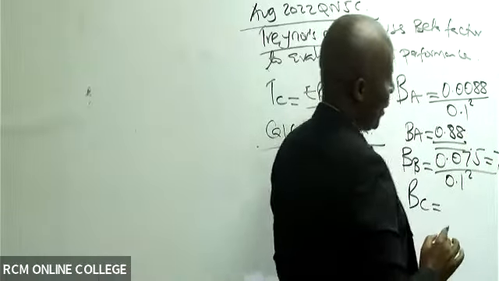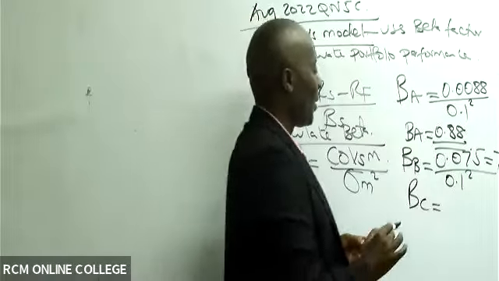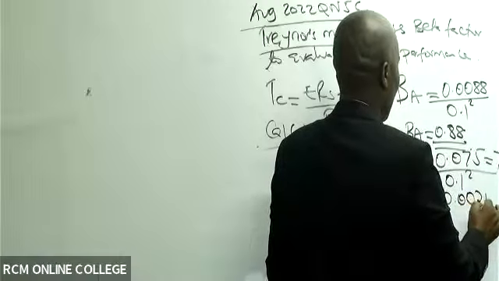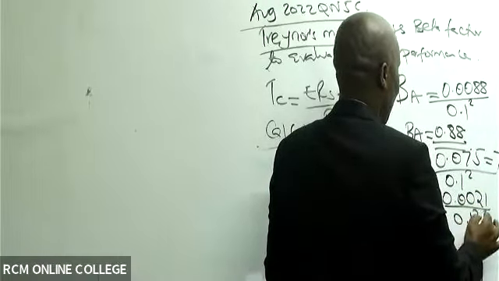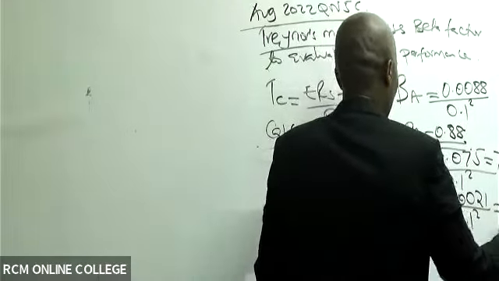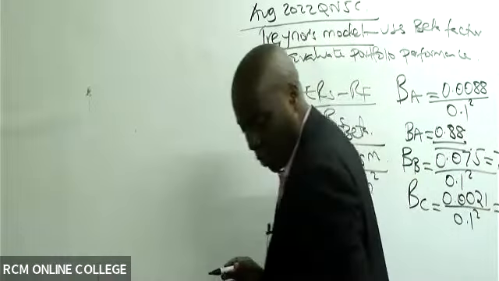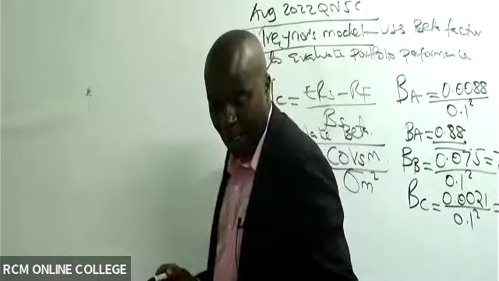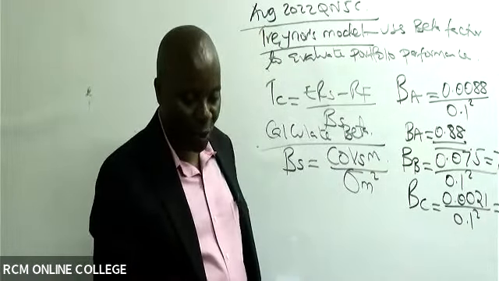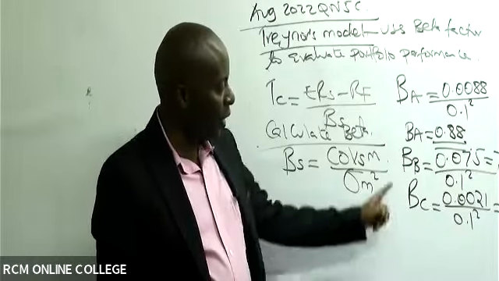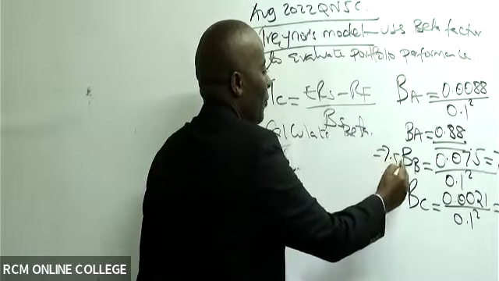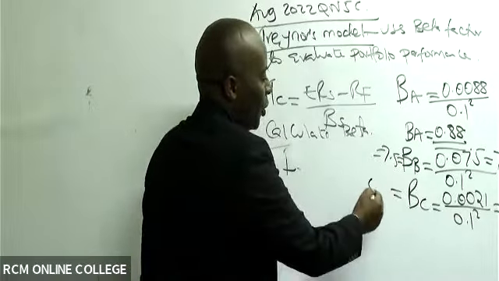I should take what divided by what here? 0.0021 divided by 0.1 squared, which ends up giving us 0.21. Thank you so much. So the online ninjas, are we together up to here? Like this one here, we got 7.5, and this one here, we have gotten 0.21.